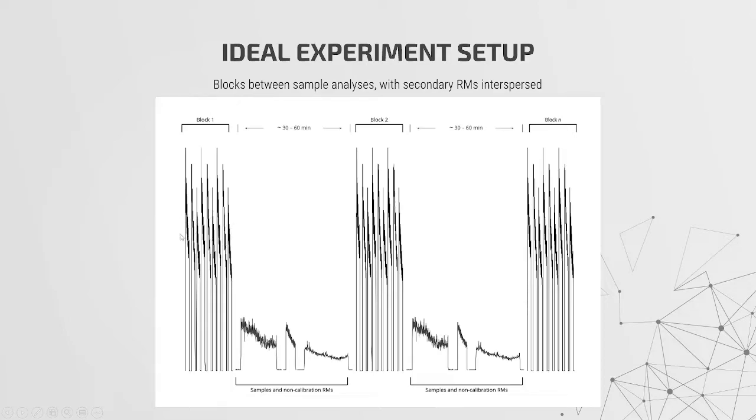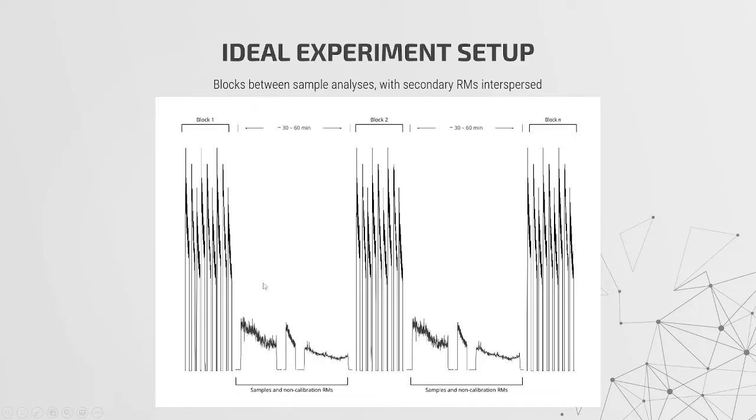And I'm just using the word calibrant here to mean a reference material that's used in the calibration, compared to secondary reference materials, which are also reference materials, but they're not used in the calibration. So we have several measurements of each of our calibrants here, and then a gap of about 30 to 60 measurements, and then we do the same thing again, and then we keep doing that throughout our experiment, making sure that we have a final block at the end of our experiment.